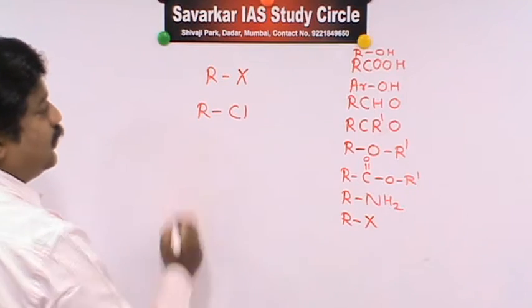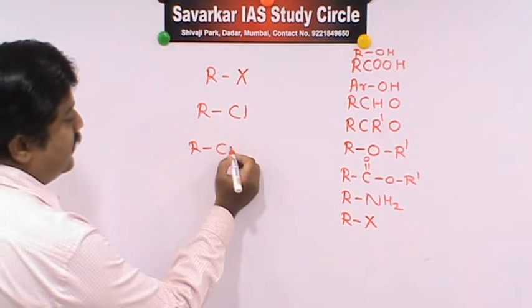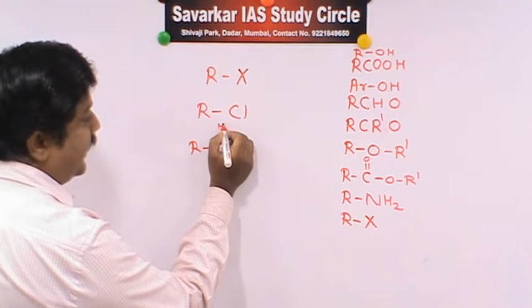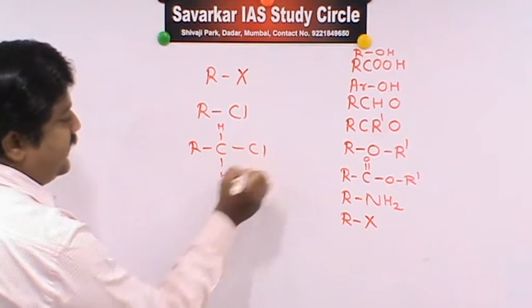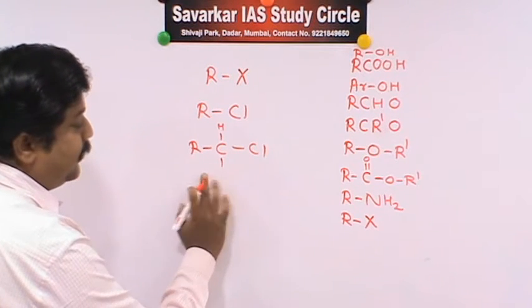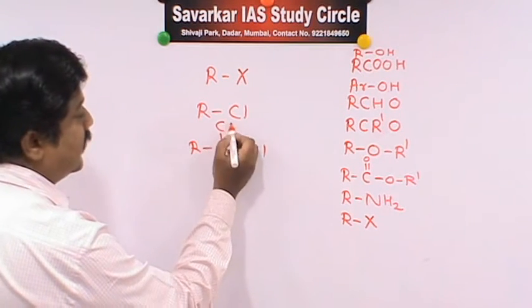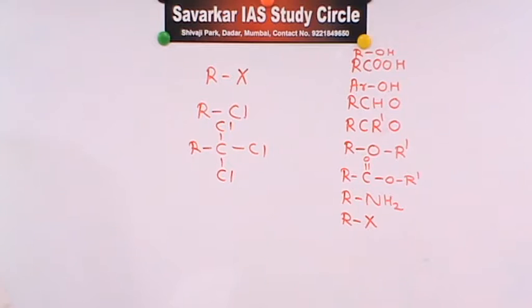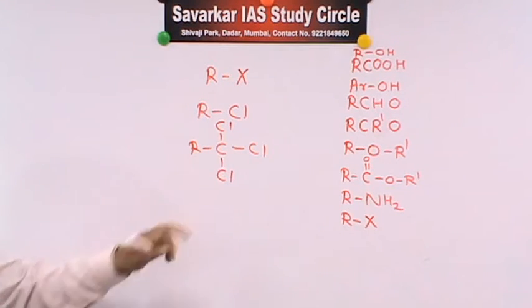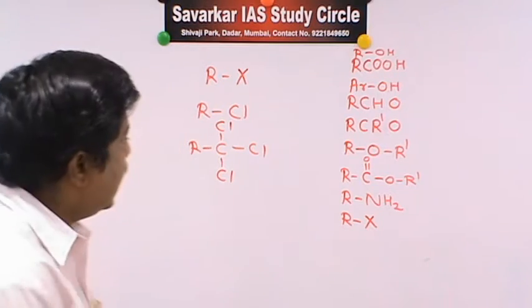It is not necessarily only RCl, it may be RCHCl, here H and Cl. It may be possible that I remove this H and add another Cl here, so it is a dihalide. It may be possible, third, a trihalide, and so on. So different halide compounds are available.